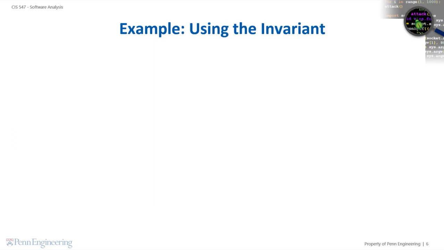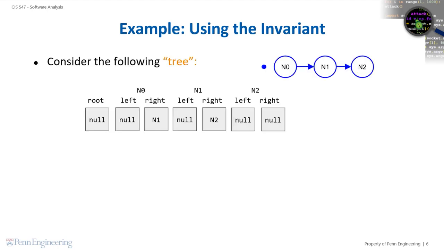Let's see how we can use the invariant we just saw for the purpose of our test generation. Consider the following candidate input, which corresponds to the following binary tree object. Its root pointer is null, so there is no path to the node objects n0, n1, or n2 that were also generated in this input.